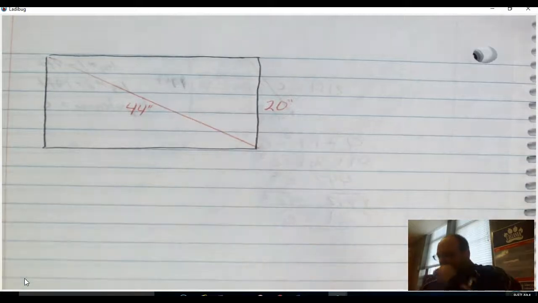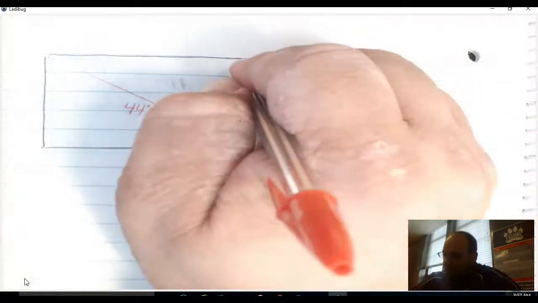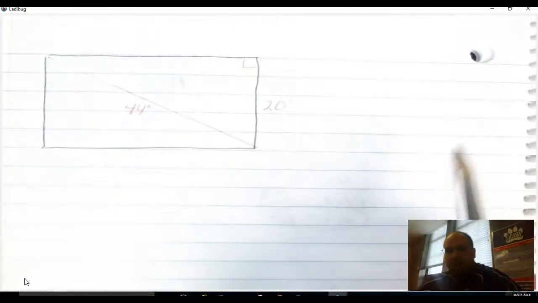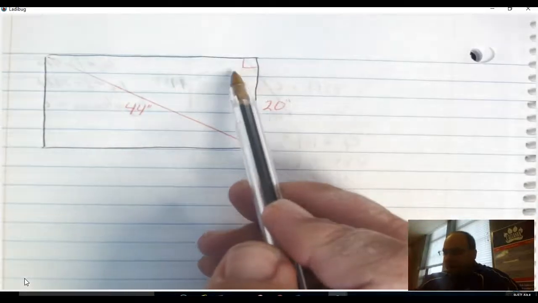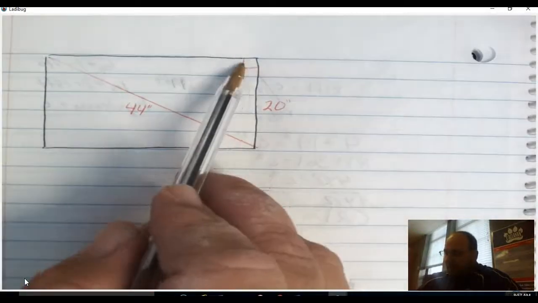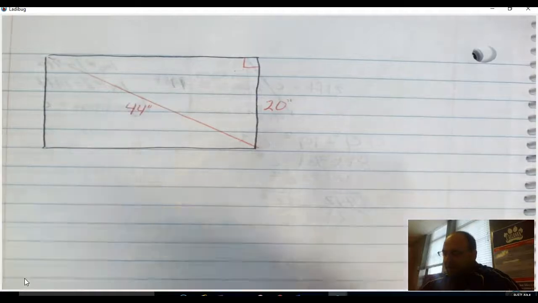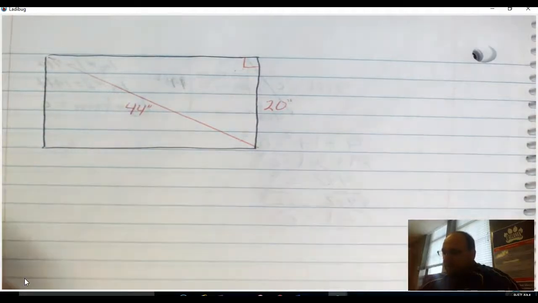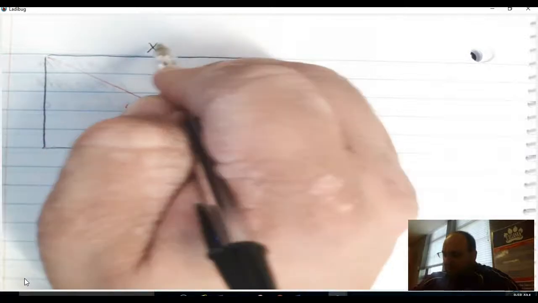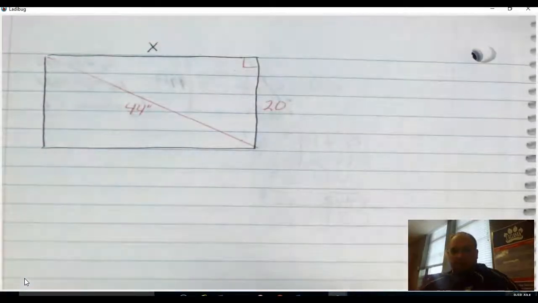So how I do that is, again, I identify where the right angle is. So I want to use the Pythagorean theorem. So I'm going to find the right angle in the triangle. Now, since I have a right angle in the triangle, I can use the Pythagorean theorem. So the side that I'm looking for is this side right here. We'll call this x. That's the measurement I'm trying to find.